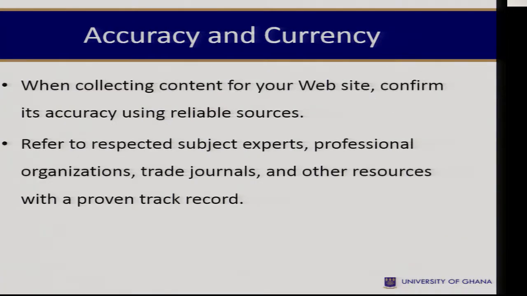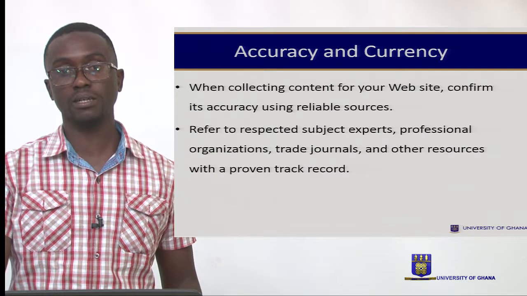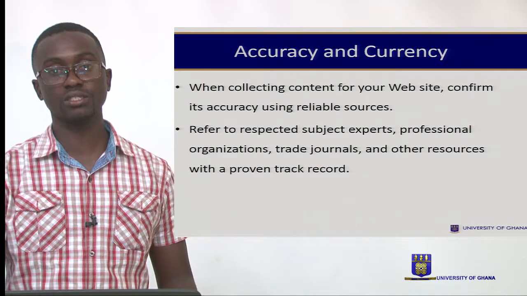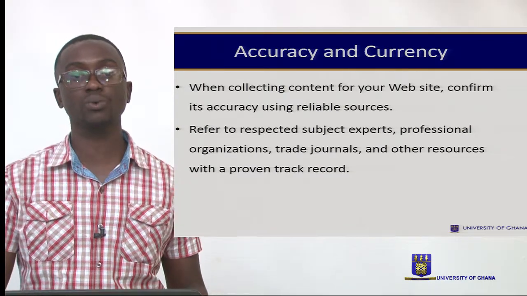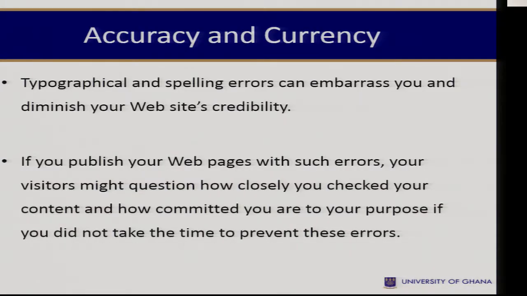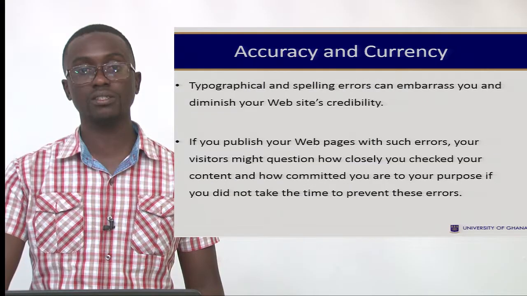When collecting content for your website, confirm its accuracy using reliable resources. Refer to respected subject experts, professionals, organizations, trade journals, and other resources with proven track record. Typographical and spelling errors can embarrass you and diminish your website's credibility. If you publish your web pages with such errors, your visitors might question how closely you checked your content and how committed you are to your purpose if you do not take the time to prevent these errors.